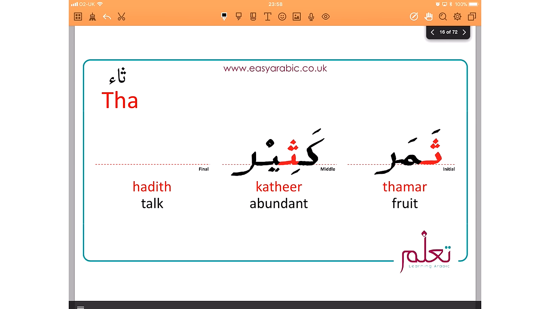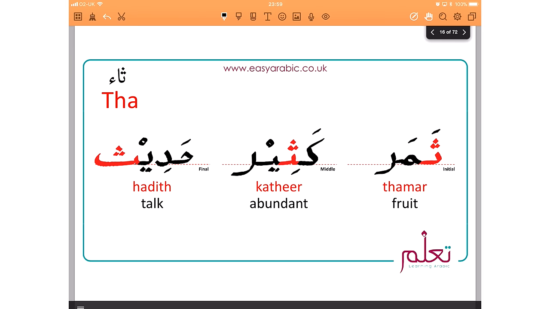Finally, we have hadith, which has the ha, and then the dal. Unlike the ra, the dal sits on the line. Then we have the ya, and then we have the tha at the end. Hadith. So putting the harakat back on will be ha di ya sa, hadith.